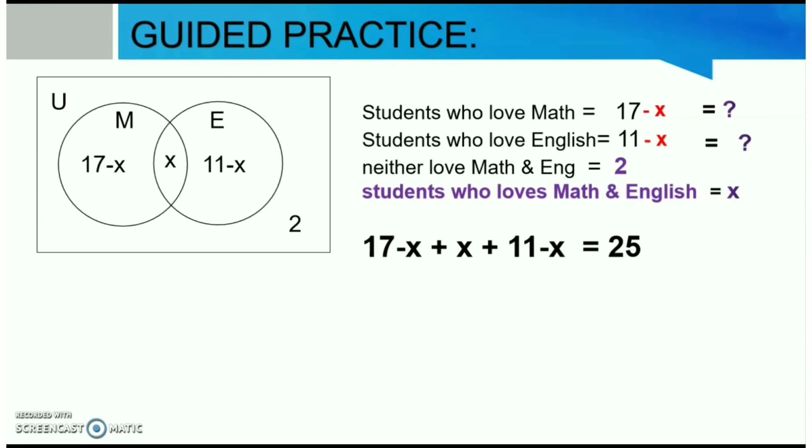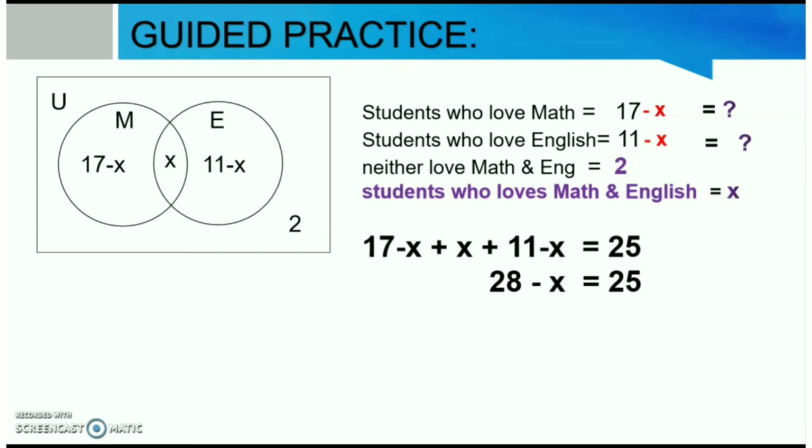So, 17 plus 11 is equal to 28. And then, negative x plus x is 0. And then, 0 minus x is equal to negative x. And then, equals 25. I-equate natin siya sa total number of students na who loves math and English.